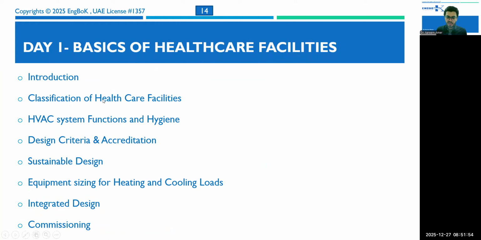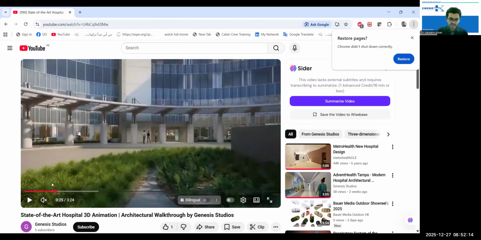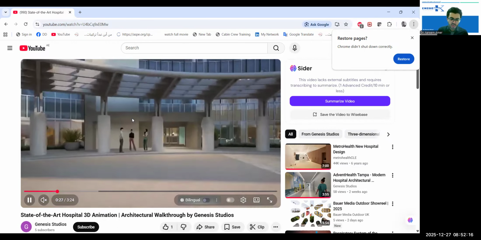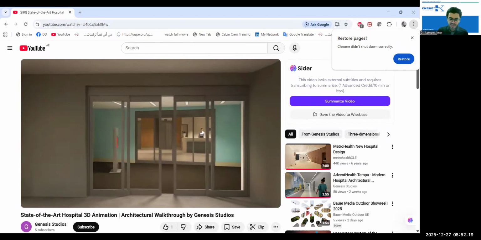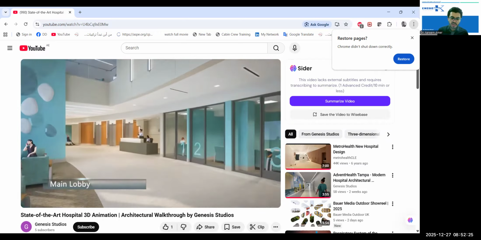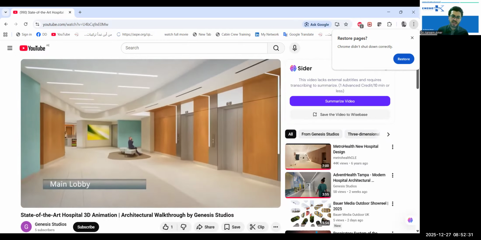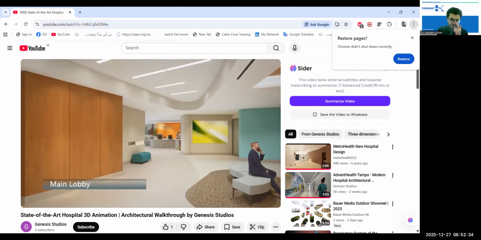So here, to have the basics of a healthcare facility, you need to go through or walk through the hospital and understand the departments and rooms inside the hospital. So through the course, we will walk through inside the hospital and identify different departments, starting from the lobby, receptions, corridors, AII room, PE room, operating room, pharmacy, labs, endoscopy, and so on.